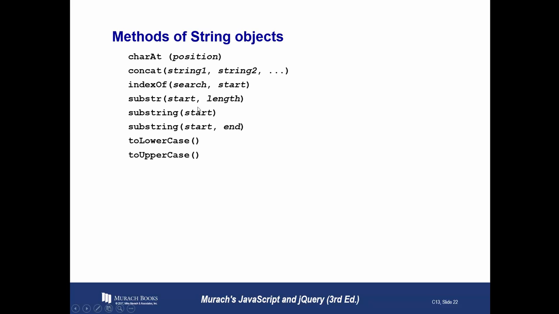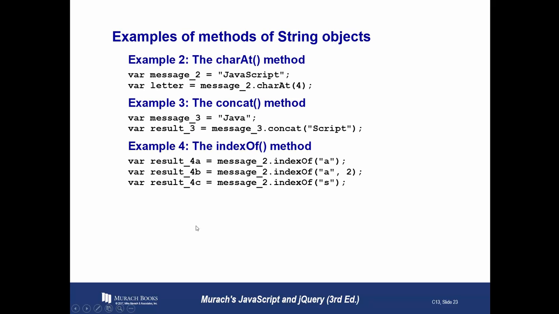Sub-str has got a start and a length in it, as you can see. It returns the substring from the start position through the number of characters specified. Substring with start returns the substring from the start position all the way to the end of the string. Substring returns the substring from the start position to, but not including the end position. 2 upper and 2 lowercase hopefully are pretty self-explanatory. And there are a lot of examples then on the bottom of page 385.